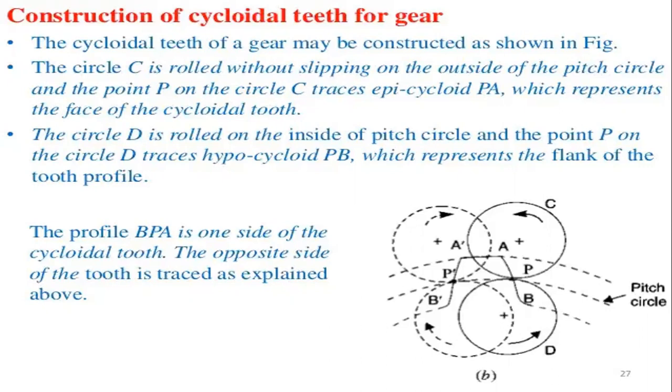Then the circle D is rolled on the inside of the pitch circle, and the point P traces the hypocycloid. So circle D traces the hypocycloid PB, which represents the flank of the tooth profile. So the flank should be the other part.